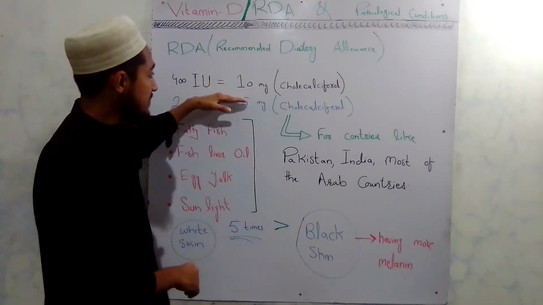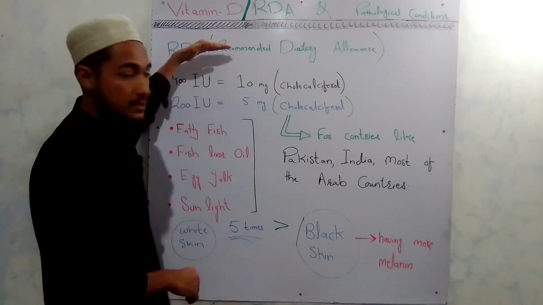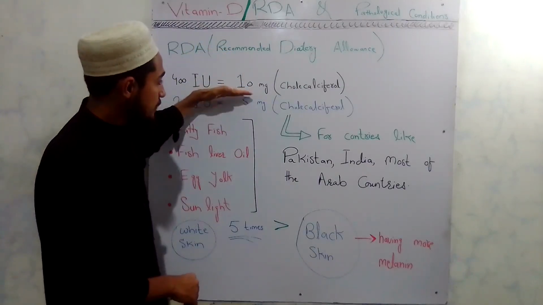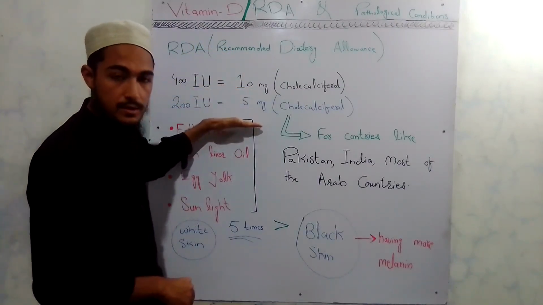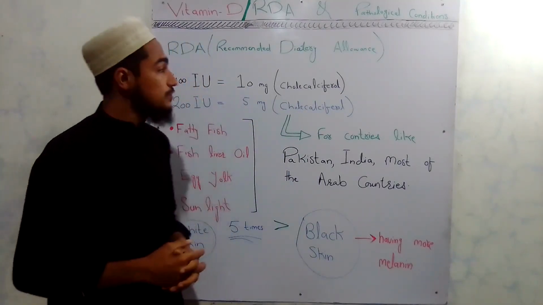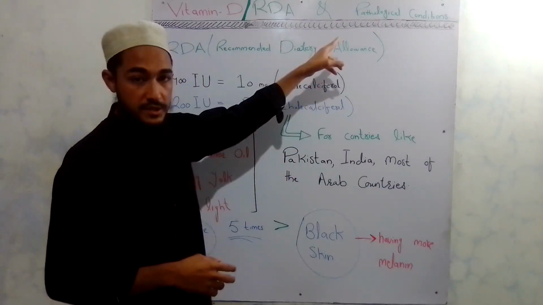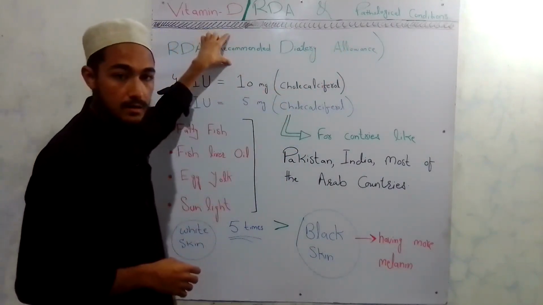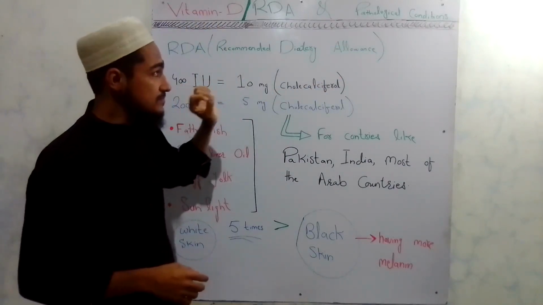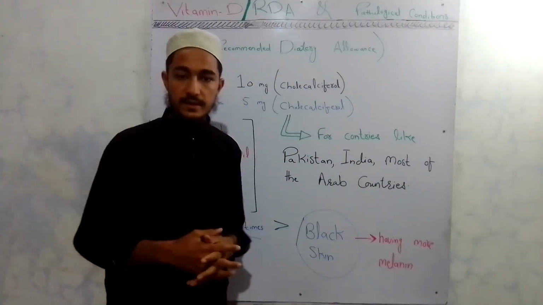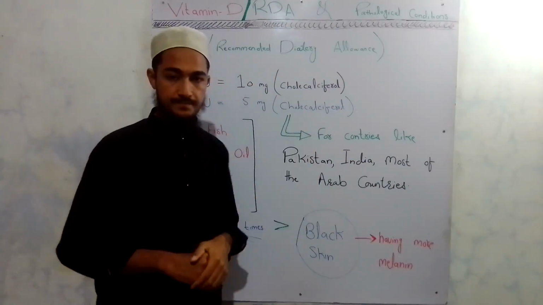Increasing from this RDA, you will suffer hypervitaminosis, while decreasing below this level, you will suffer from the deficiency effects of vitamin D. So now we will discuss the pathological conditions that occur due to the disturbance in the RDA level of vitamin D, the deficiency effects and the hypervitaminosis effects of vitamin D.